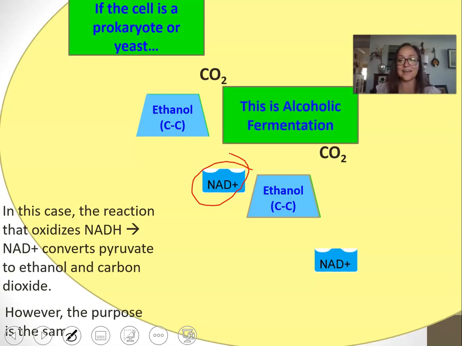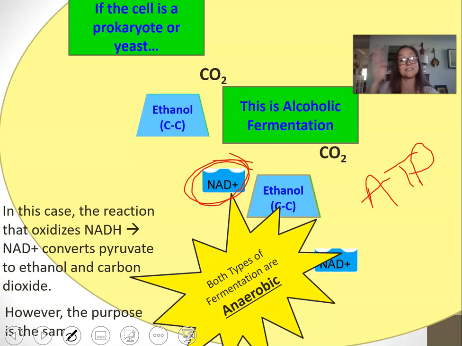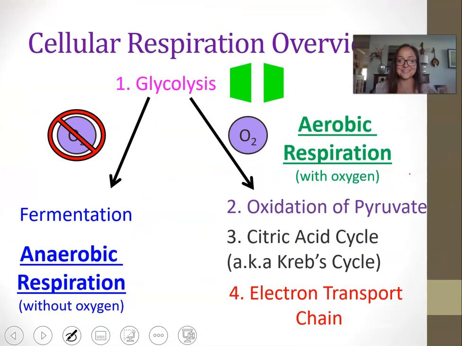Okay, so alcoholic fermentation and lactic acid fermentation are both anaerobic, and they're both serving the purpose to recycle or regenerate that NAD+ so glycolysis can continue. Because without oxygen, those two ATP are the only energy you get from this process, from anaerobic respiration. It's only those two from glycolysis, and so that cell needs at least those two, so it needs to keep that NAD+ going. All right, so good job. So there's our overview of anaerobic respiration.